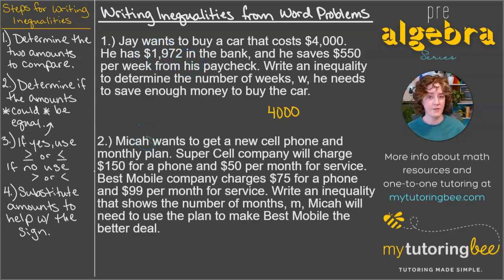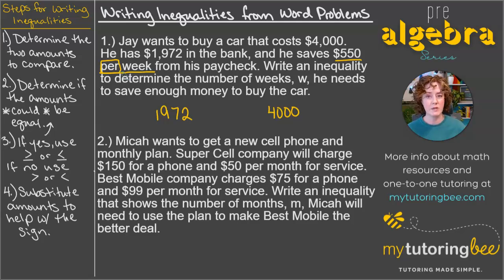All right, so he already has $1,972. So that is just a flat amount that he has already in the bank. So let's go ahead and write that amount down, $1,972. And then he's going to be saving $550 per week. Whenever we see the word per, that usually indicates that that number is going to go along with our variable. So we know that he's going to be saving this amount of money every week.